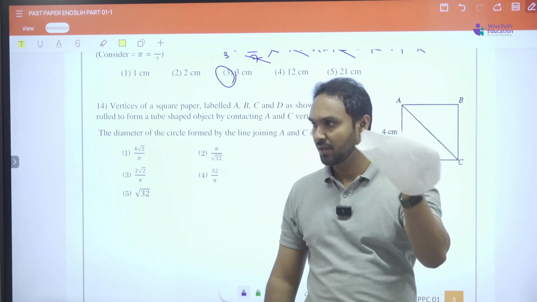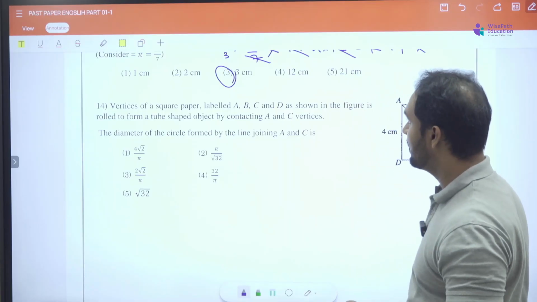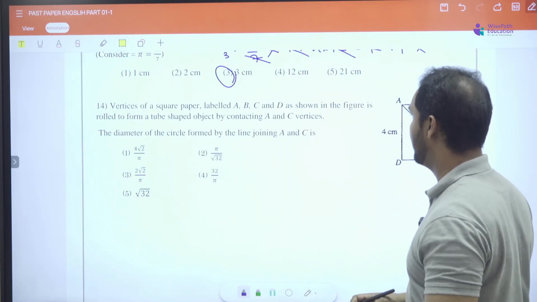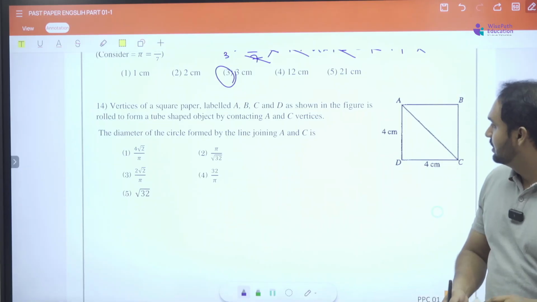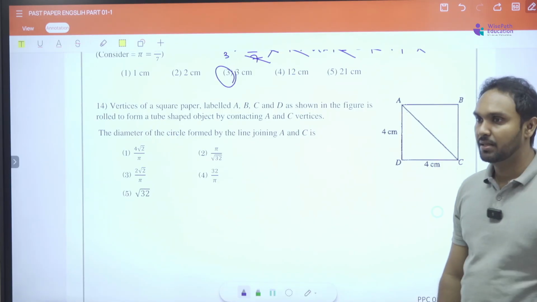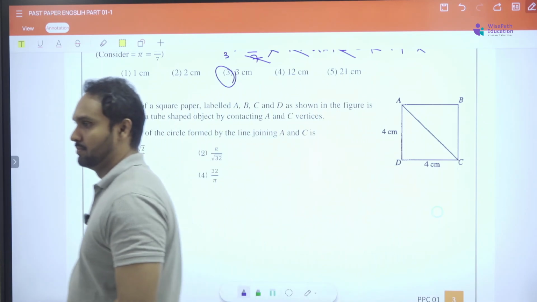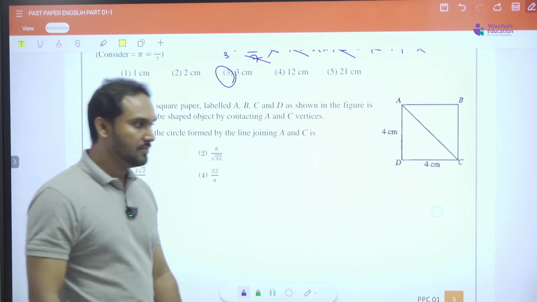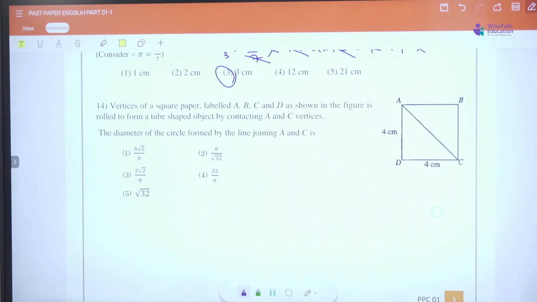Now think. So they are asking for what? The diameter of the circle formed by the line joining A and C. Answer one. Simplify.